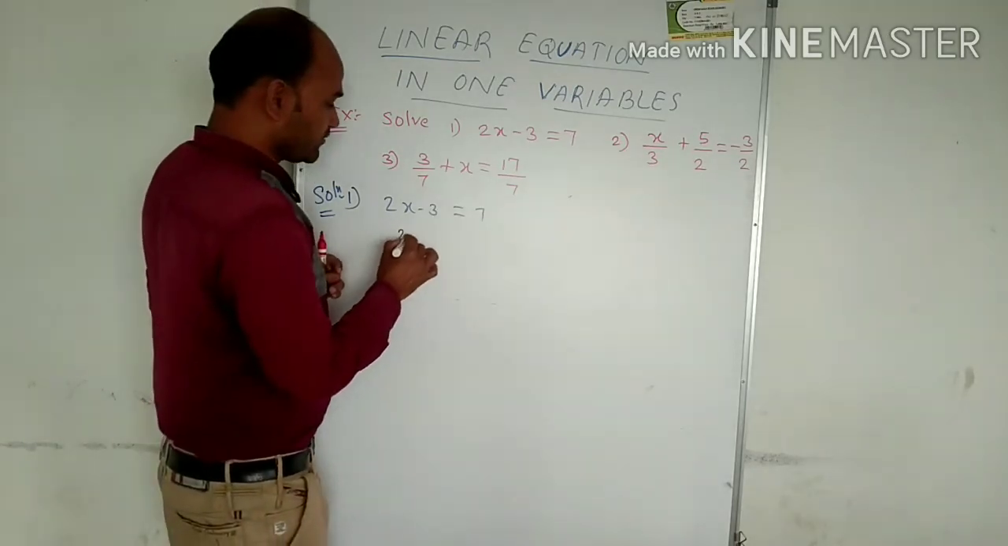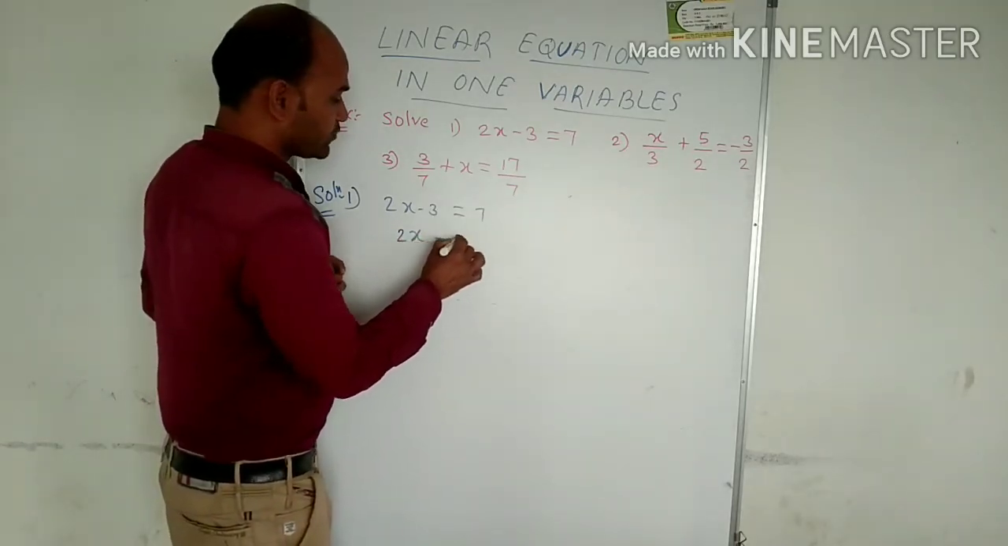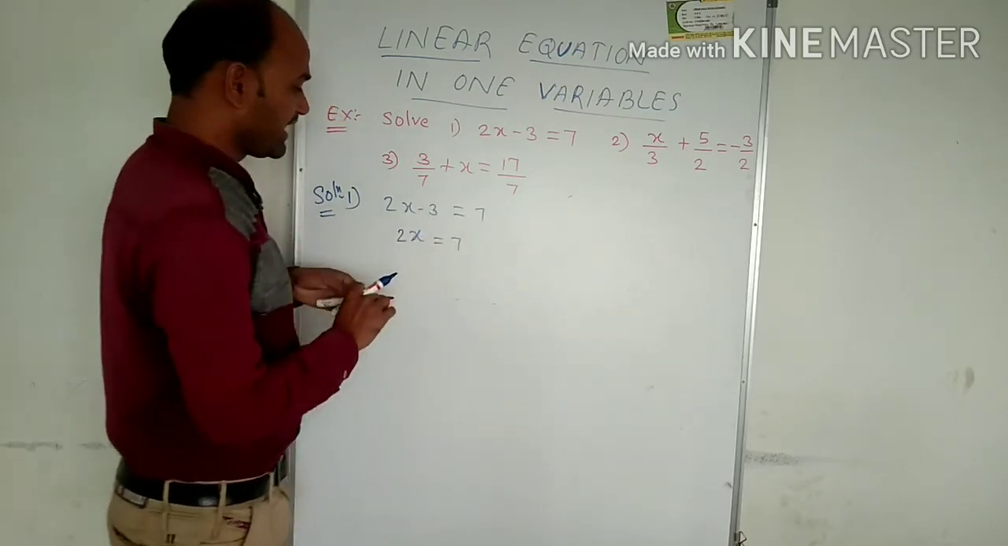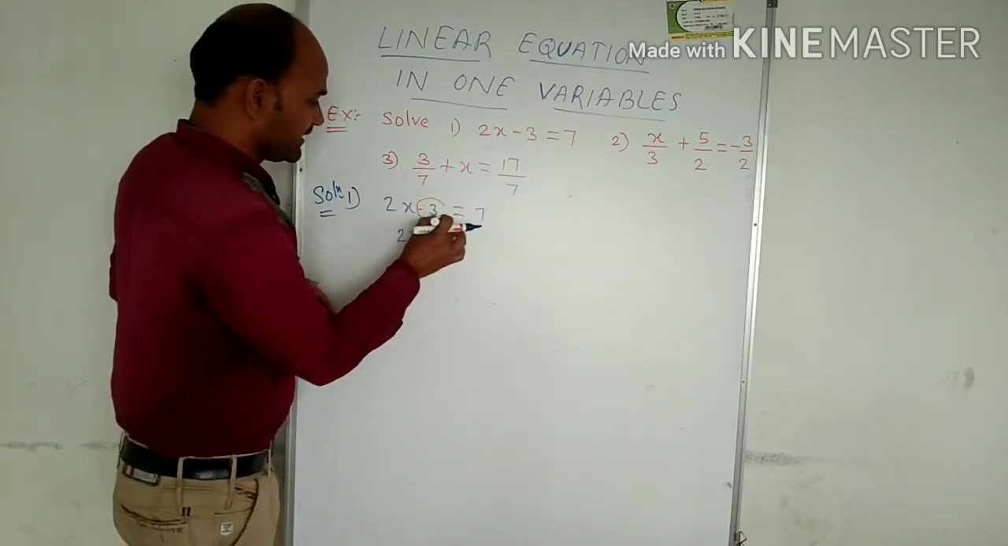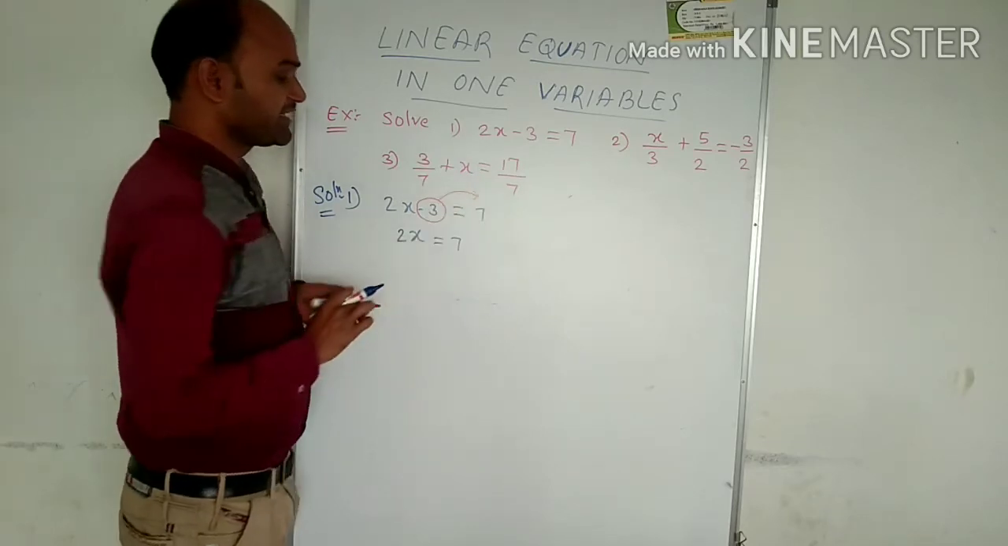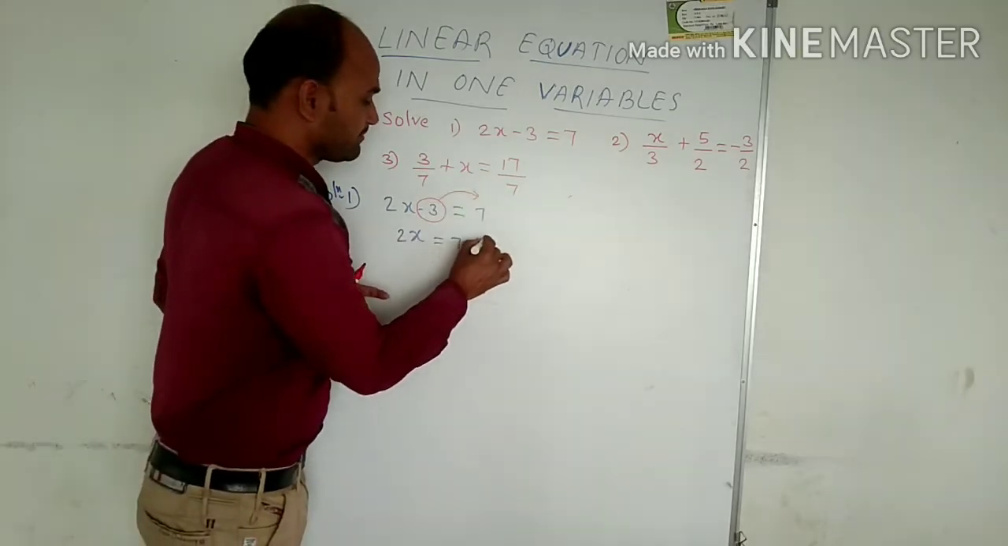Okay, then here the 2x will remain, and we have to transfer this minus 3. After transferring that minus 3, it becomes plus 3.